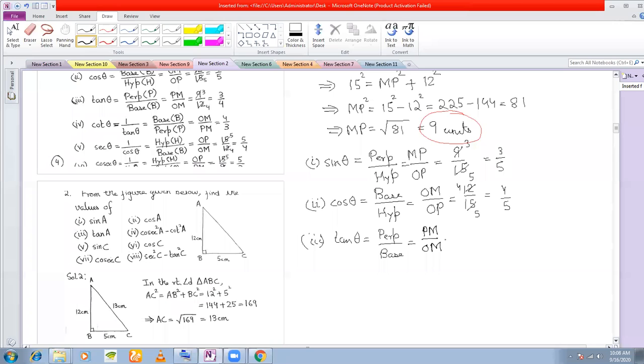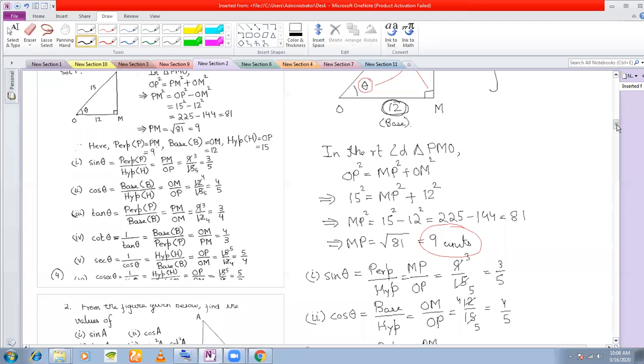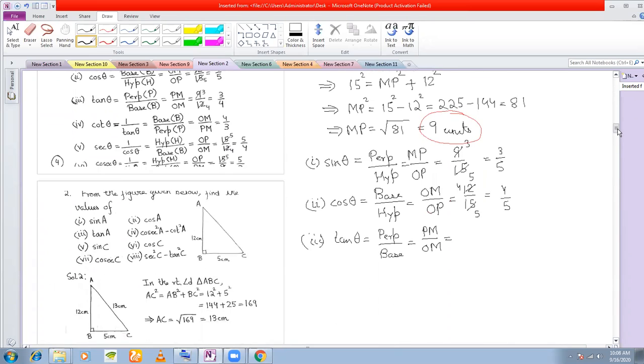by OM. So PM, or MP, I have calculated this to be 9 units, and base here is 12. So MP is 9 and base here is 12. So you cancel this, you get 3 by 4.